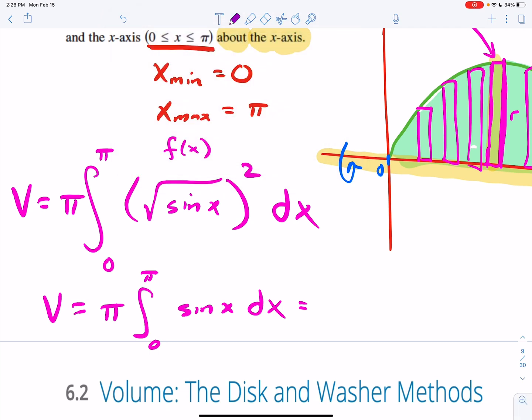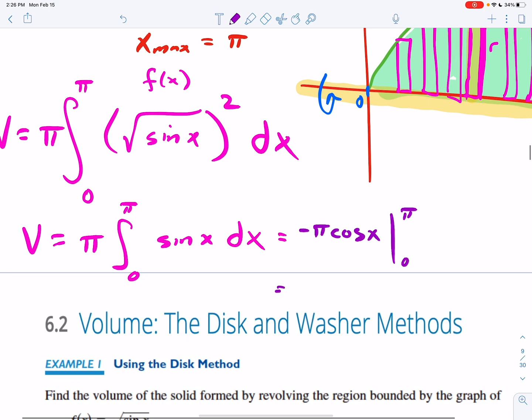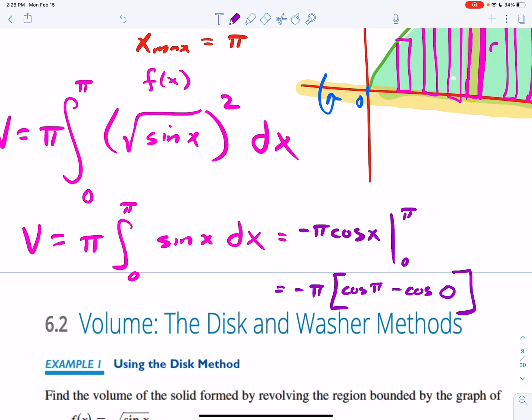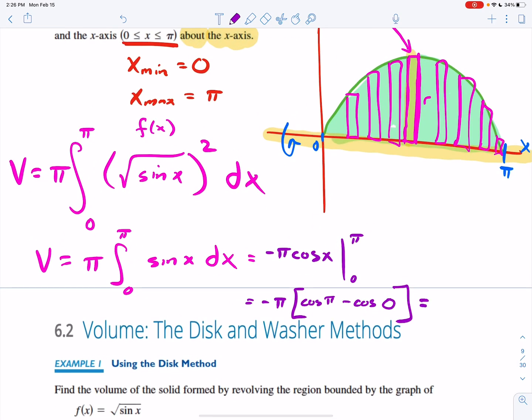Okay, so here the integral of sine is negative cosine, so that's negative pi cosine of x from 0 to pi. So that's the same thing as, I'm going to go ahead and factor out the negative pi. That's cosine of the upper minus cosine of the lower. Okay, so I'll be left with negative pi times the cosine of pi is negative 1. Cosine of 0 is 1. So this looks like it comes out to, I want to say 2 pi.